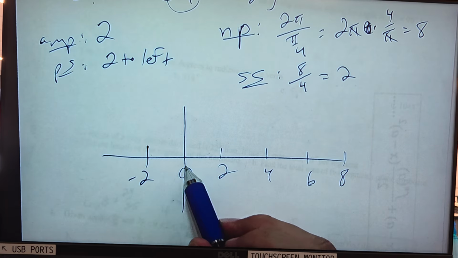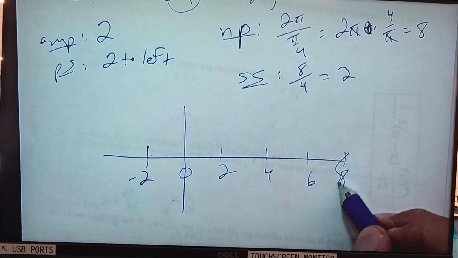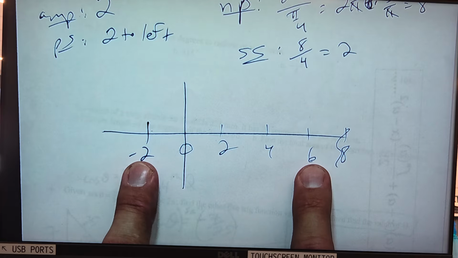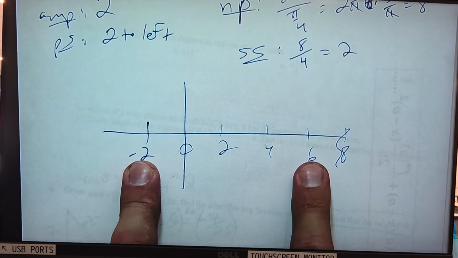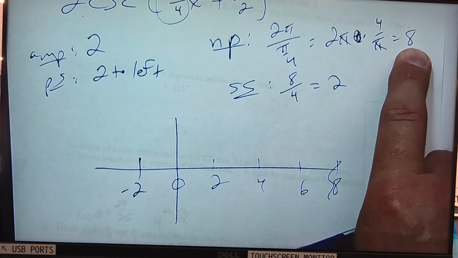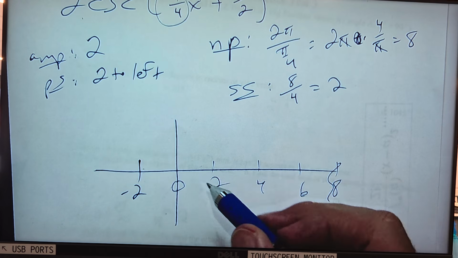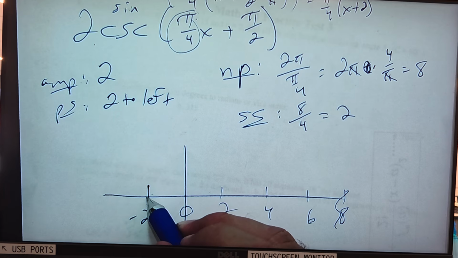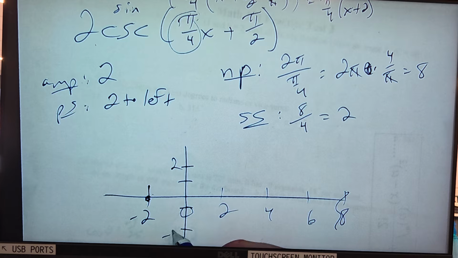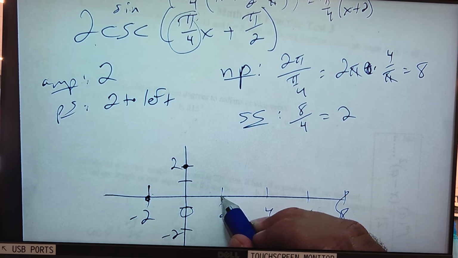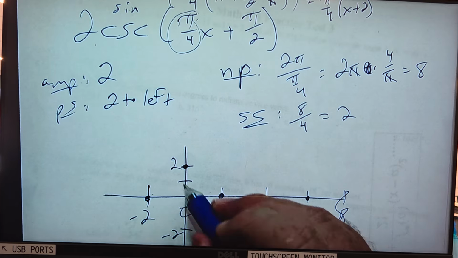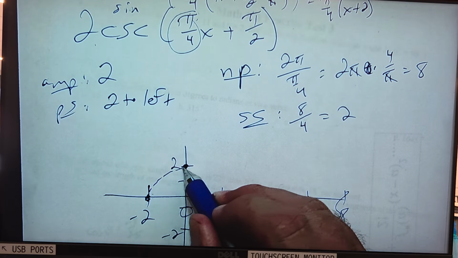I think, wait, 1, 2, 3. Oh, I took one too many steps. How far is this, from here to here? 8. That jibes with my period. Yes? Now, sine, like we just said, starts at 0, and then it goes high, 0, low, 0. I'm going to dot this.